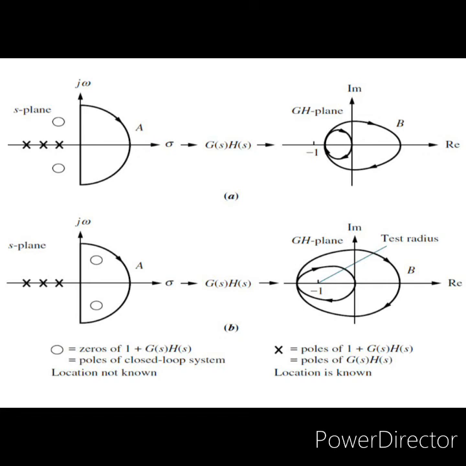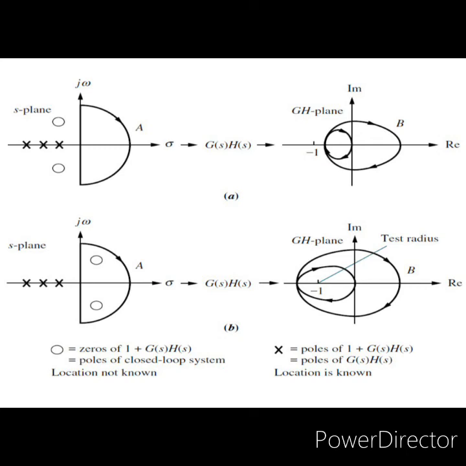So the number of encirclements of this minus 1 point is N, and that is equal to 0 in this case. This contour B is not encircling the minus 1 point, therefore we take N equal to 0. From here, what we can conclude is that the information that is normally not given to us and that we are supposed to find in problems is the value of Z, the number of unstable closed loop poles, the number of poles that lie on the right hand side of the j omega axis. That is normally not given in the problems, but over here in this problem we are given that.